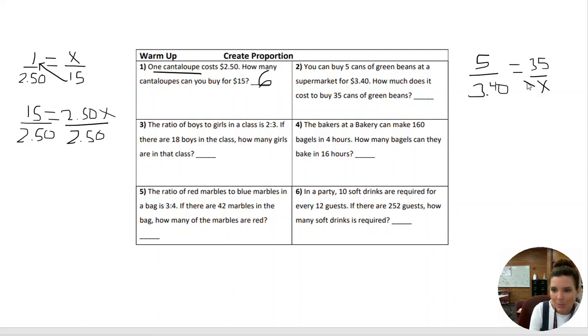So the way to solve a proportion is you cross multiply. x times 5 is 5x. $3.40 times 35 is 119. So we're going to take that 119 and then divide by 5. And then that will tell us how much it's going to cost for 35 cans of green beans. So that's going to be $23.80.